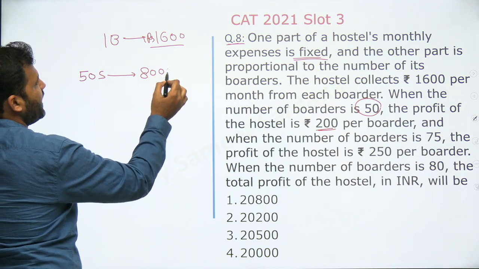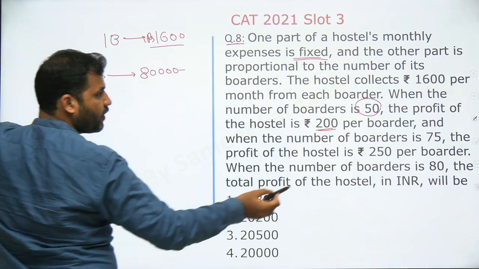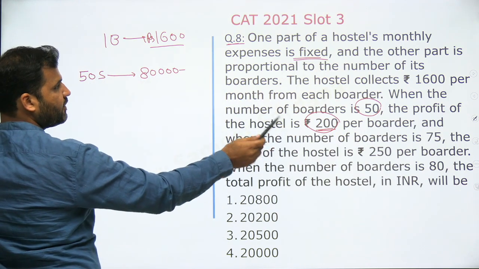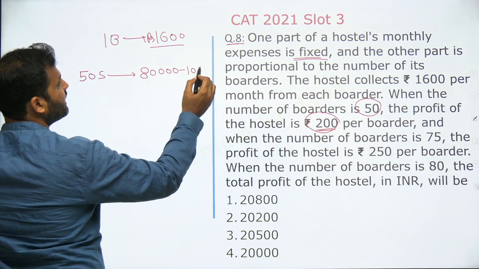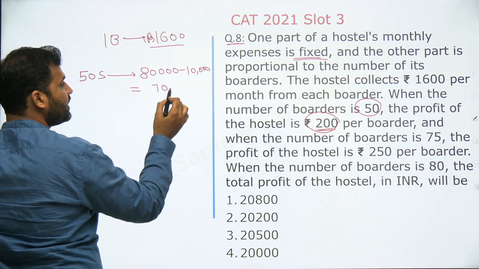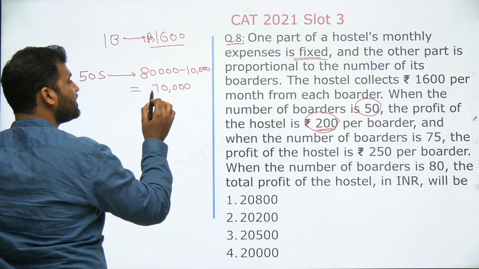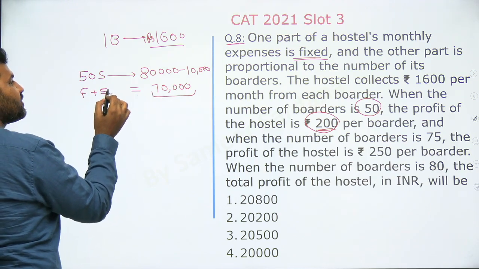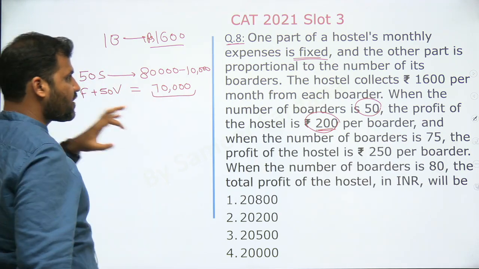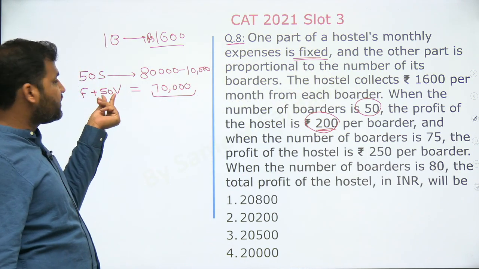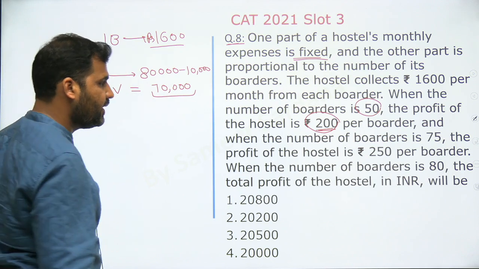Followed by 30, 80,000. But from every student you are getting a profit of 200. So 50 students, profit of 200 per student, so there will be a total profit of 10,000. So can I say that the rest of this would be the expense? Now this is fixed plus variable expense of 50 students, because it says part of the expense is fixed and part is proportional to the number of students. So F plus 50 students' variable expense is 70,000, right?